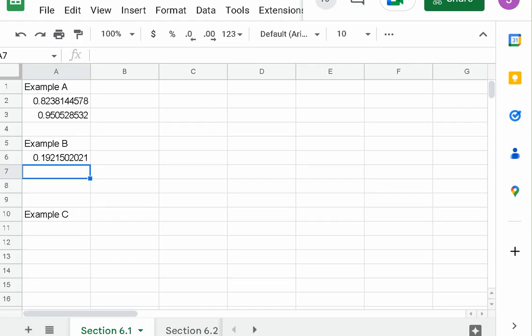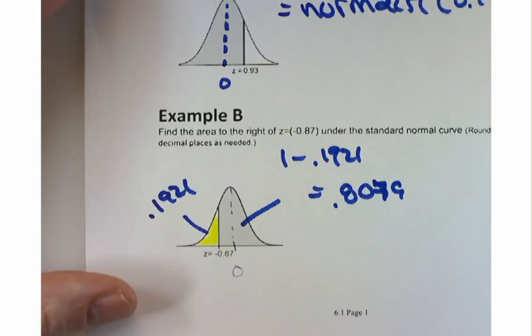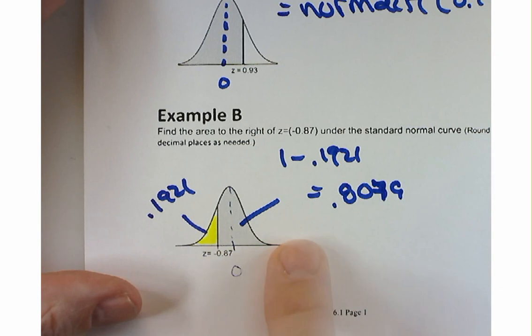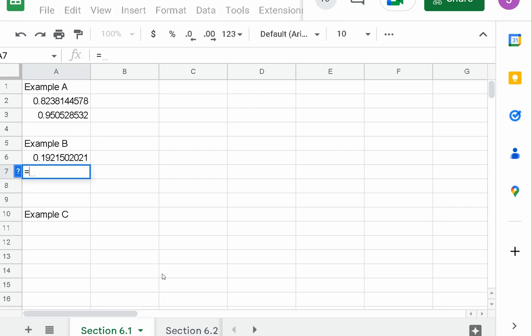So, question? Well, yes, the entire shaded area, because to the right of 0 would be 50%. So, good question. I can do it this way. I can do equals 1 minus, and then I'll just click the cell for me, which would be A6. And when I press the enter key, I should get the answer that I just put down. So 0.8078. I guess this one rounds to 8.